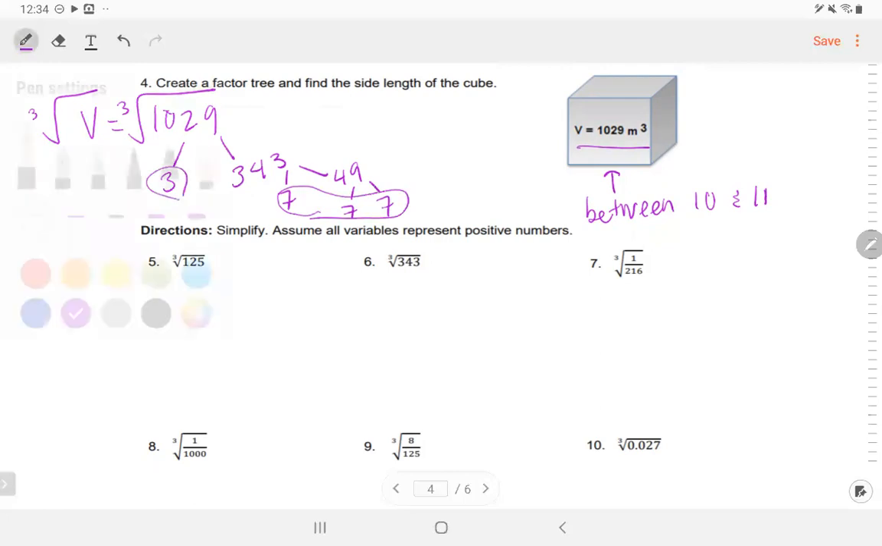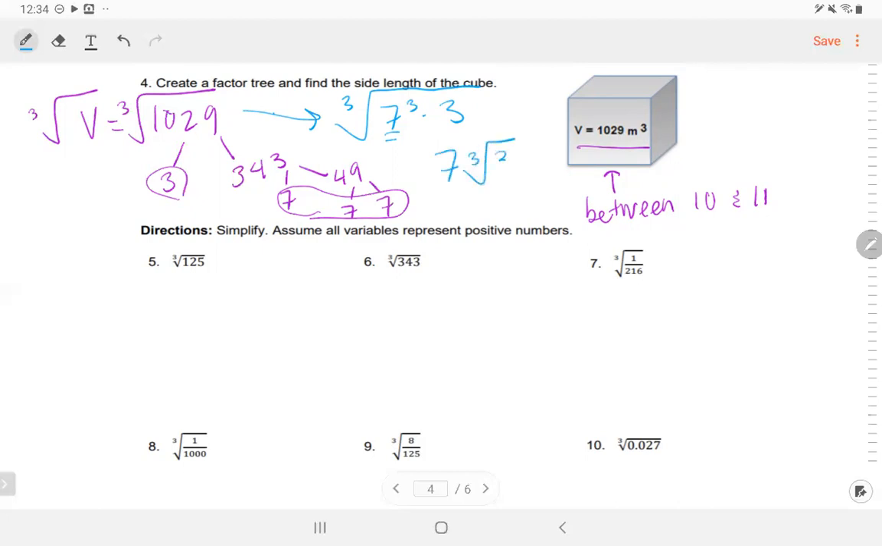So I'm going to rewrite this as the cube root of 1,029 is the cube root of 7 cubed times 3. If I have 7 cubed, that means that I have 3 7s under that cube root, and I can take out one of them. I only have 1 3 though, so that stays under there. If I were to plug in 7 times the cube root of 3 into my calculator, it would give me a number that is between 10 and 11.